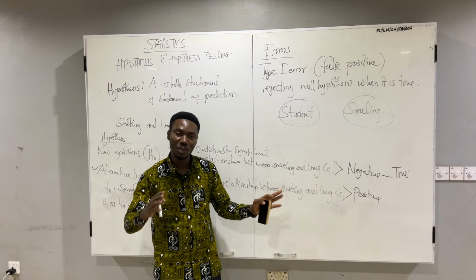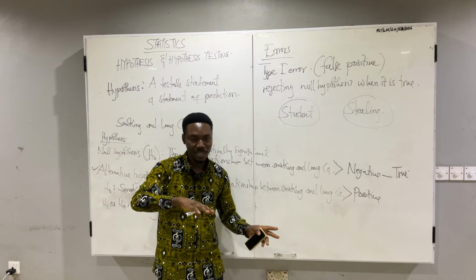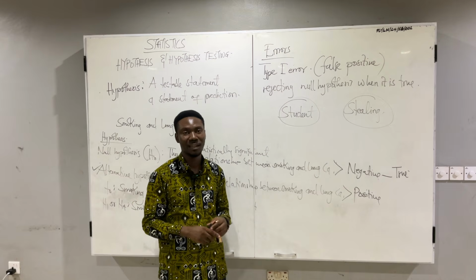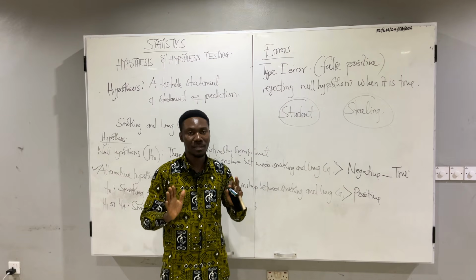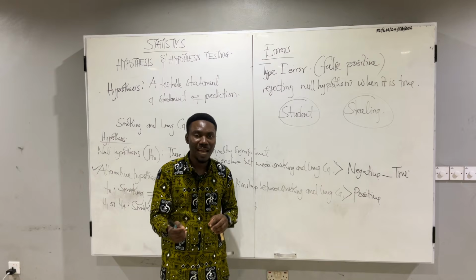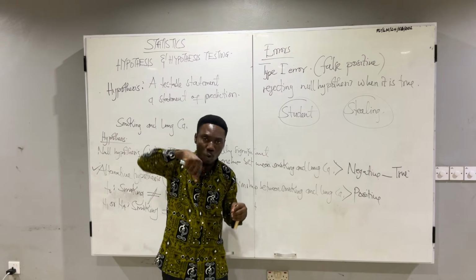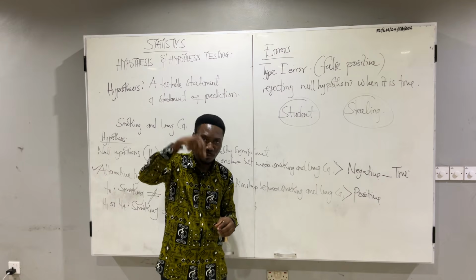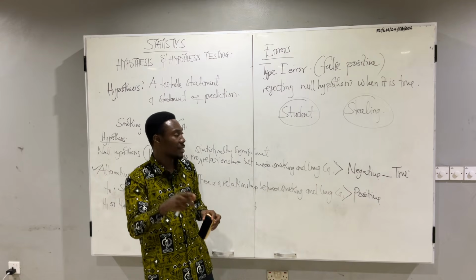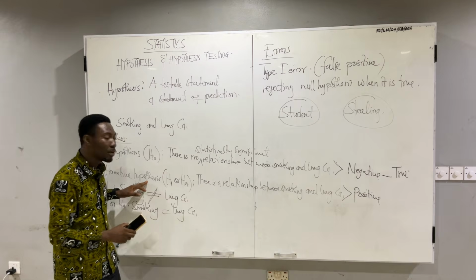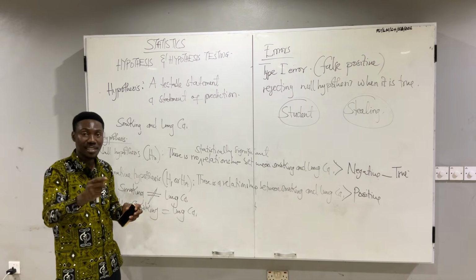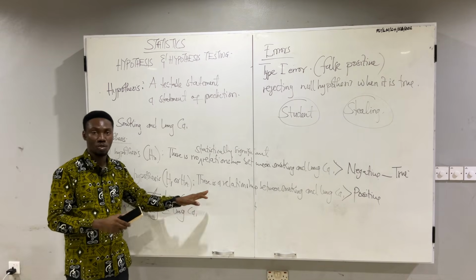There is no relationship between the student and the stealing. There is a relationship between the student and the stealing. Let's assume that in natural sense, the student actually stole the phone, or the student is involved in the stealing. What that means is that the alternative hypothesis is true.